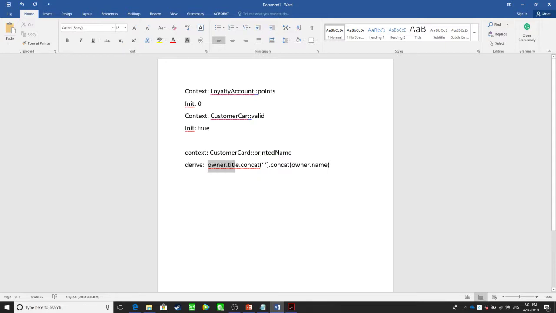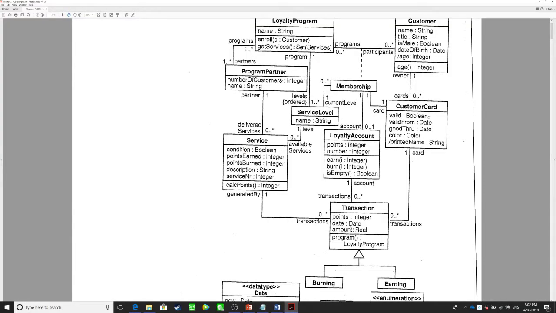One is this owner.title. Let's see, what is the owner? If you see, we are in the context of customer card, remember? So the owner of the customer card, if you see this keyword here, owner, right? That's like the R1, R2, R3 thing. So if we say owner, customer card owner, the owner refers to the customer. Customer has an attribute called title. Basically, it's Mr. or Mrs. or Miss, something like that.